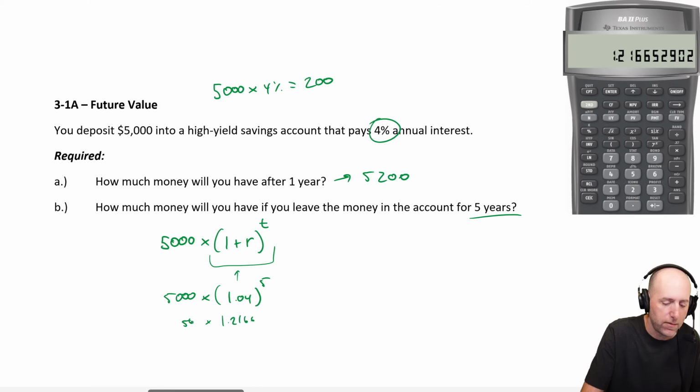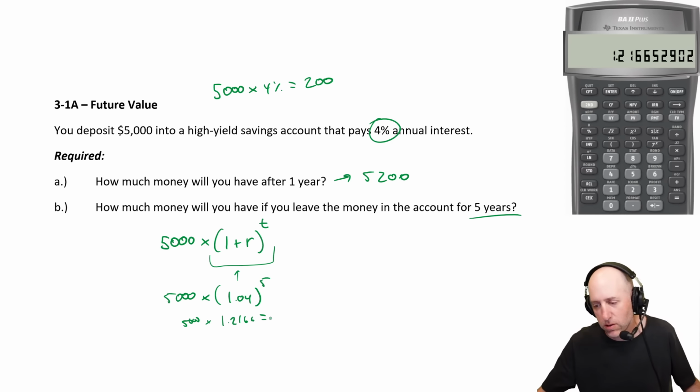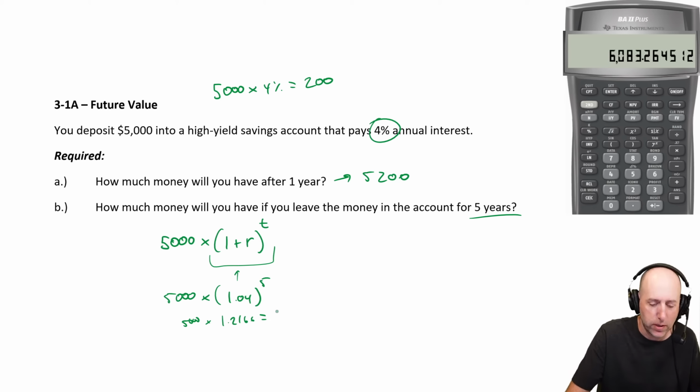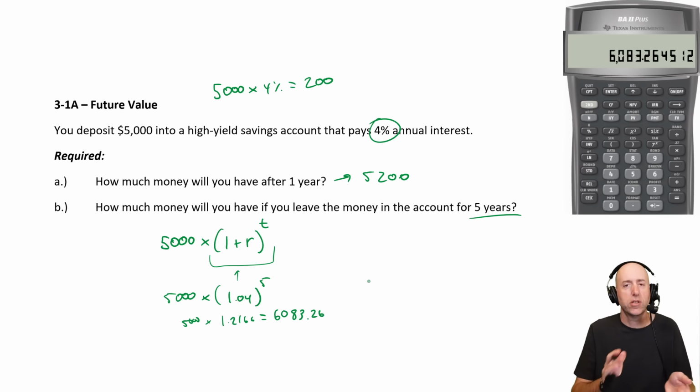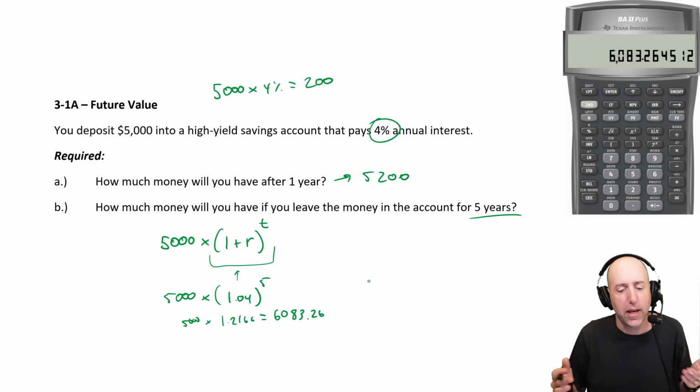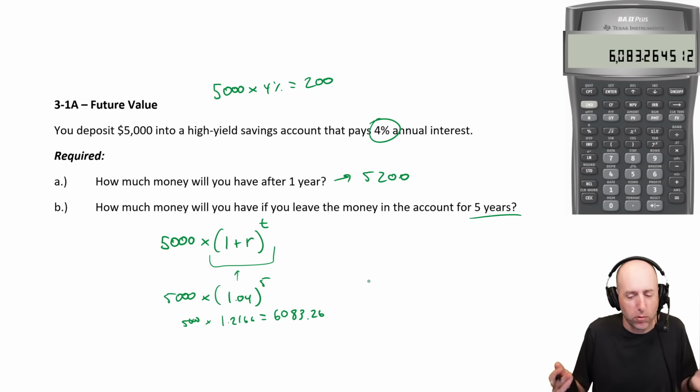1.2166 times 5,000. So I'll just multiply this number by 5,000. And I get 6083.26. Okay, so there, we've answered the question. We're done. And the idea is money grows when invested in an account that has interest. Pretty straightforward, I hope.